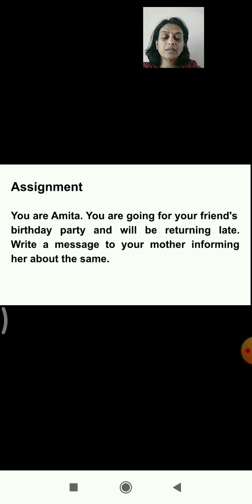Means just because you're going for a party, of course it will take time, so you will be returning late. So here you can give the time also, approximately by what time you will be returning, that also you can mention here. Okay, so in this way you have to just keep a format in your mind and the points to be remembered. Okay, and accordingly now you have to write the message. Okay, I hope you have followed and you know now what to do. In the end, when you're writing the name, now remember, who are you? Yes, you are Amita and no one else. So you have to write the name Amita only there.